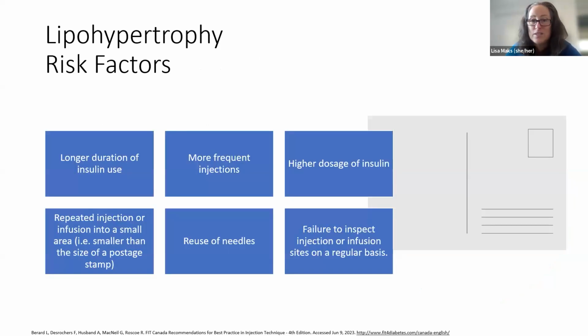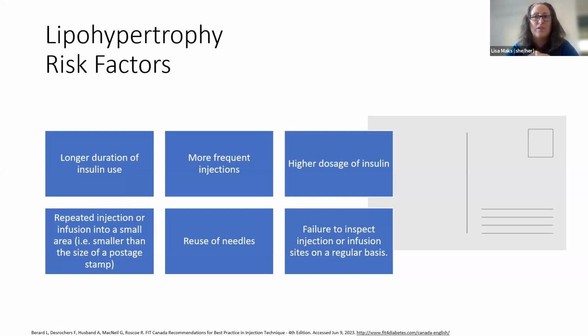The longer they use insulin, the more often they use insulin, because they're just making that damage to the skin. The higher the dose of insulin can cause that as well, or repeatedly injecting into the same space. I see here the size of the postage stamp is recommended. One of the things, I know I've given myself an injection for a while, and I can't remember where my last one is, whether it's within a finger width of the next one. So quadrants were very helpful for me.